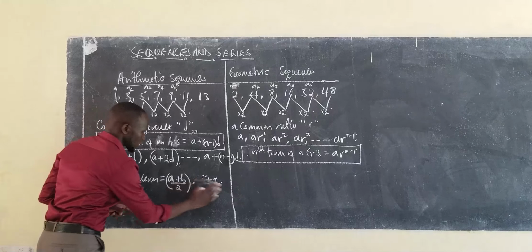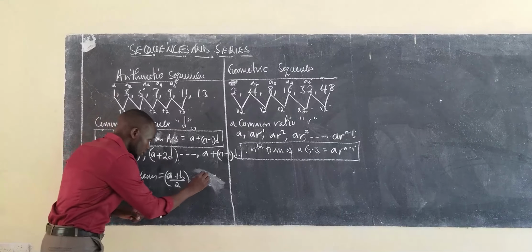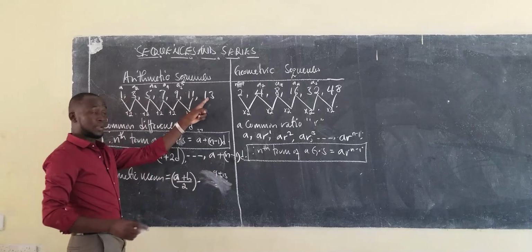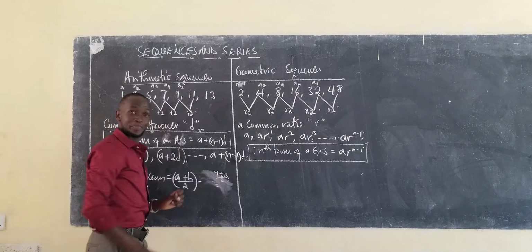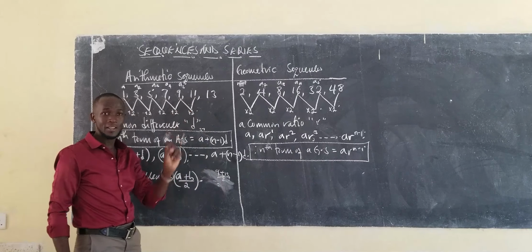If they tell you to get the arithmetic mean of 9 and 13, you get 9, which is A, plus 13, which is B, divided by 2. 9 plus 13 is 22, divided by 2, you end up getting 11.